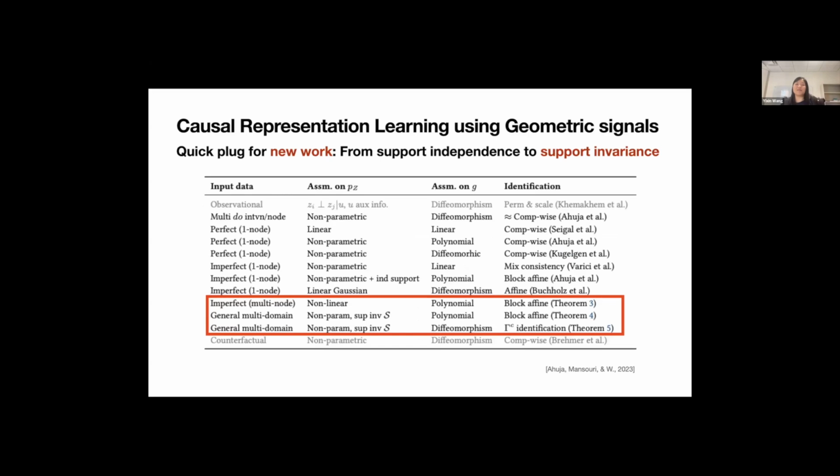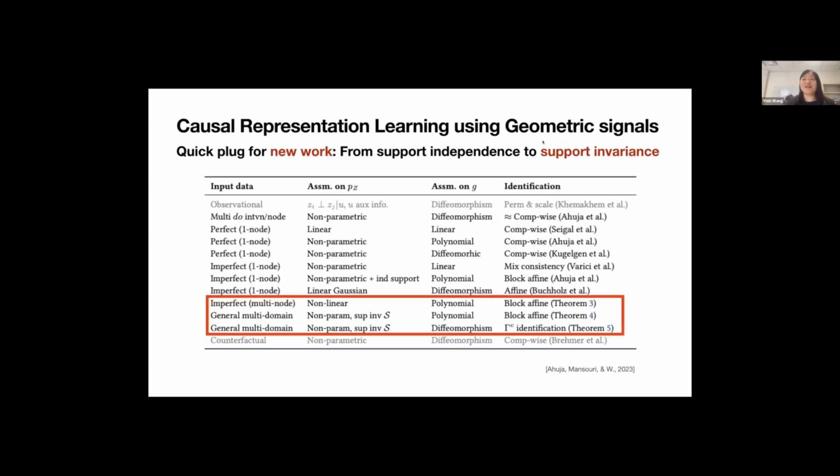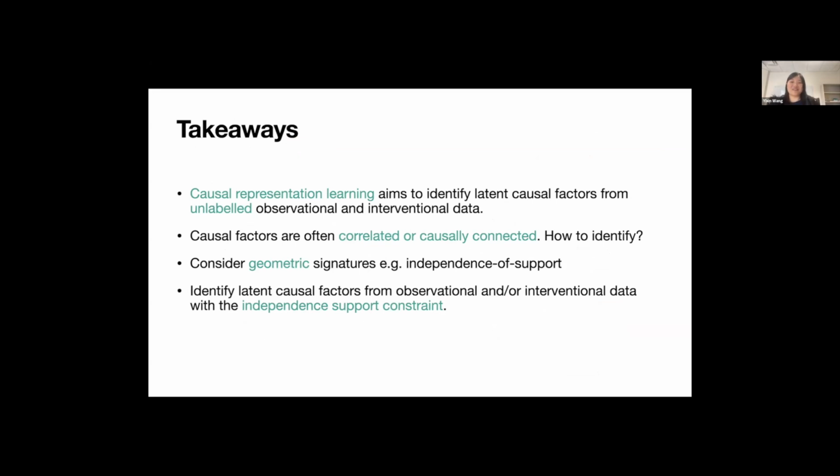I want to give a quick plug for the new work where we have deviated from support independence to support invariance. And what we gain from that is, all of the results I talked about in this particular talk focus on single node interventions. Whereas once we generalize from support independence to support invariance, we'll be able to handle general multi-node imperfect interventions and even more general multi-domain situations where we don't even have a single DAG. But I won't be able to talk about this, and you are welcome to invite my co-author to give another talk about this.